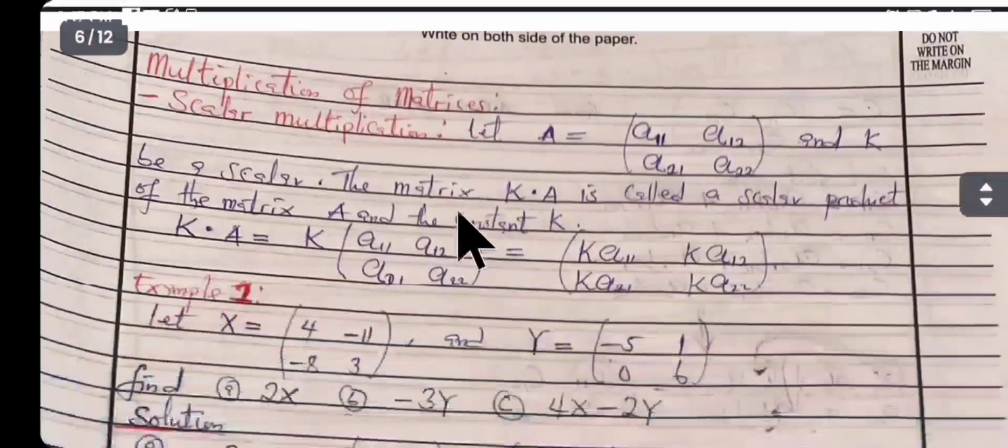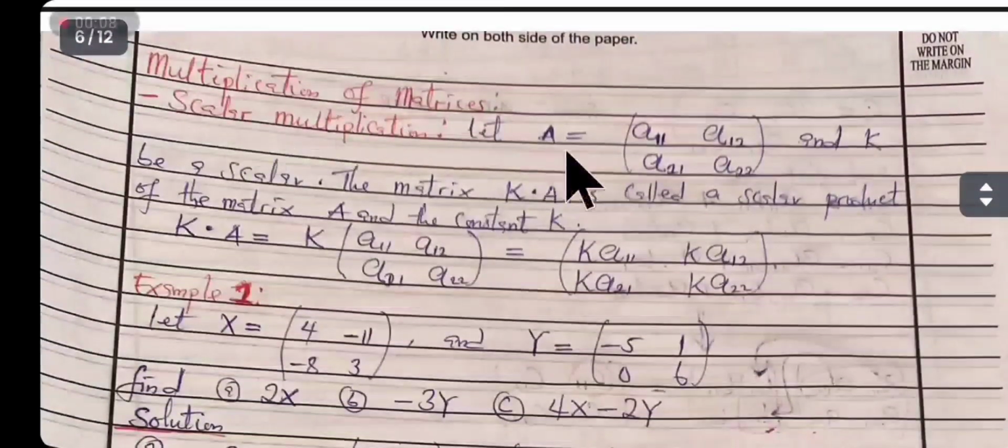Multiplication of matrix. First, we want to look at scalar multiplication. When we talk about scalar multiplication, what do we mean? Let A equal this matrix and K be a scalar. The matrix K dot A, or K multiplied by A, is called the scalar product of the matrix A and this constant K. So when you multiply a constant by a matrix, what you are doing is what we call scalar multiplication, and we denote it by a dot.